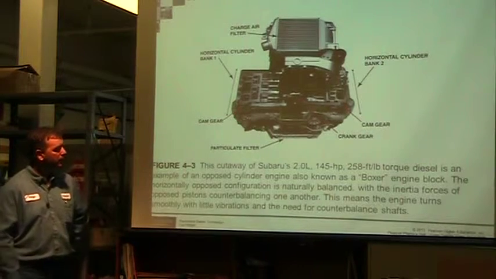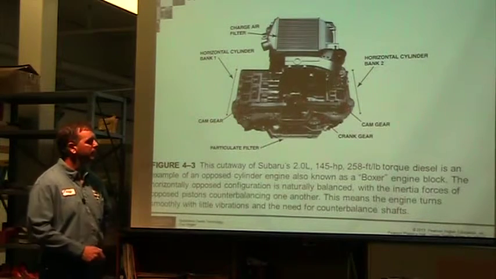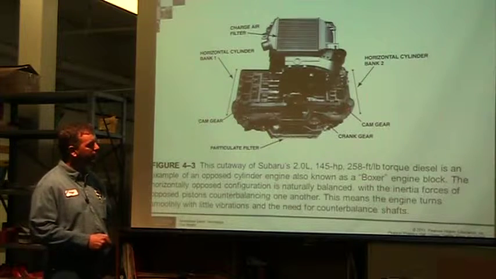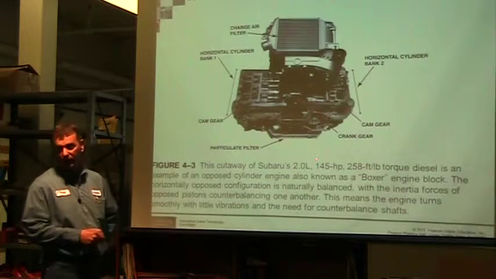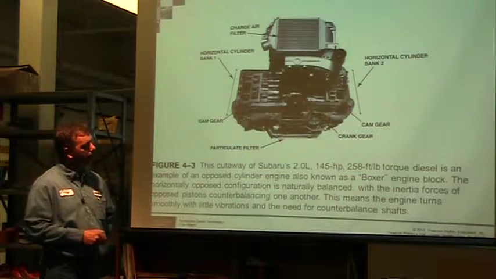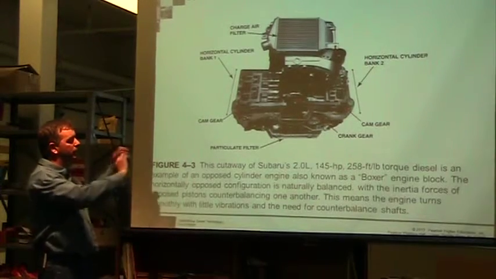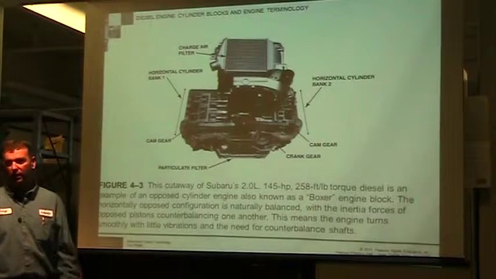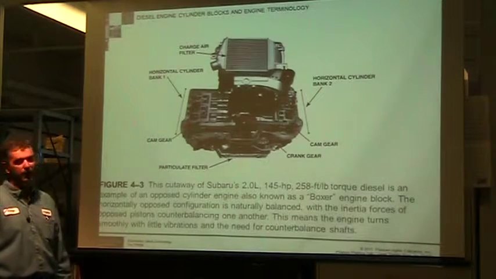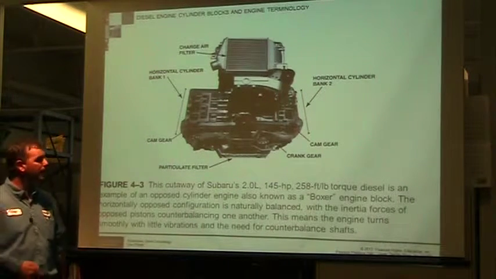They throw a picture in your textbook of a Subaru. What's interesting is this is a Subaru 2-liter, and it's 145 horsepower. It's an opposed engine. Pistons are going directly against each other, inherently very balanced, a very smooth, low vibration engine.